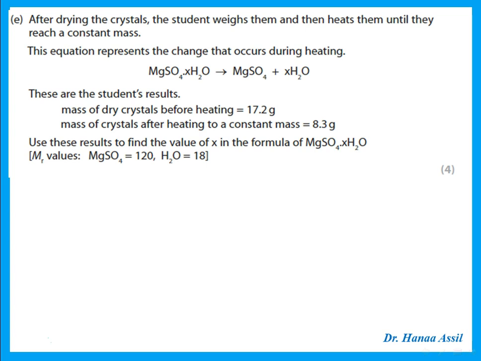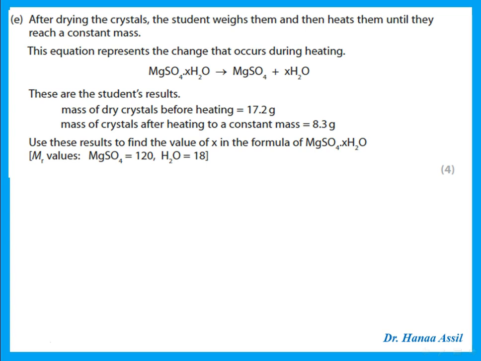After drying the crystals, the student weighs them and then heats them until they reach a constant mass. So he has magnesium sulfate X water, and basically he's trying to find out what X is. So these are the student's results. The mass of the crystals before heating, that means the mass of all of it, magnesium sulfate X water, is 17.2 grams. The mass of the crystals after heating, and that means the mass of the magnesium sulfate after we have removed all the water, is 8.3 grams. Use these results to find X.